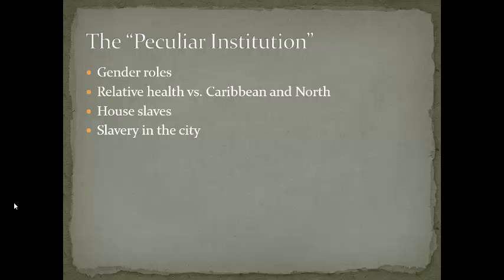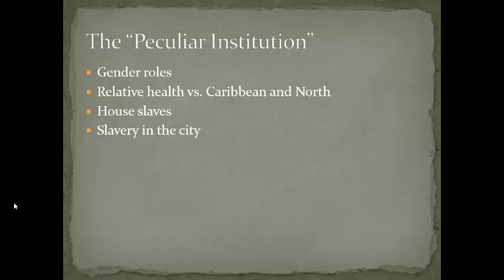Of course, predations against female house slaves happened very frequently throughout the South, and more often than not, unfortunately, it was the slave that was blamed rather than whatever male took advantage of them. So house slavery was really a double-edged sword for slaves.